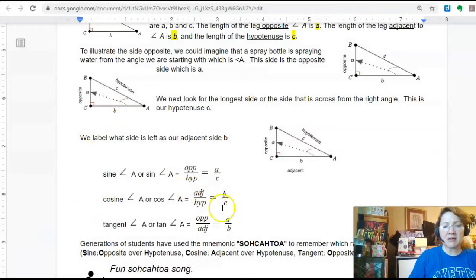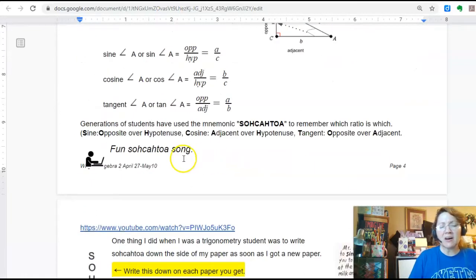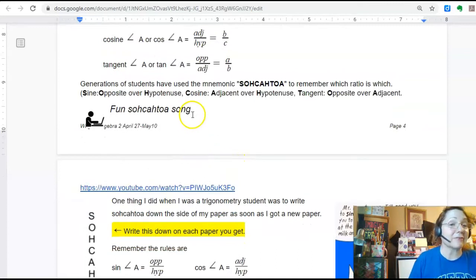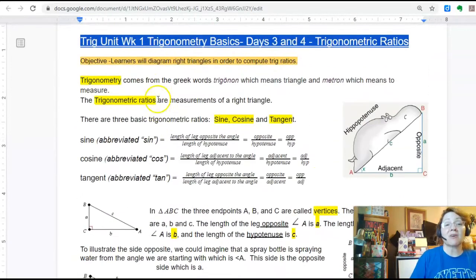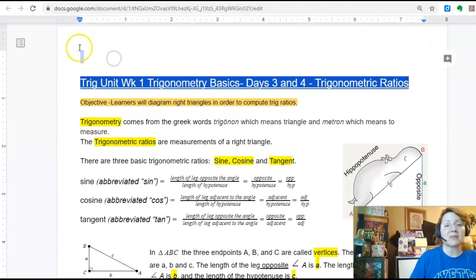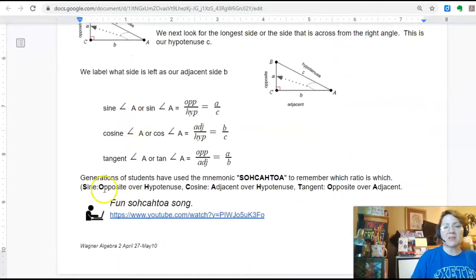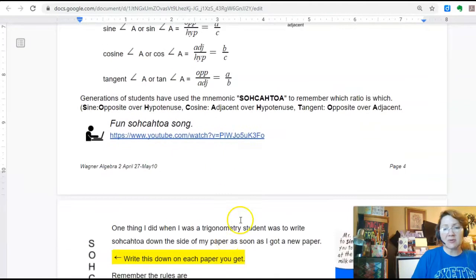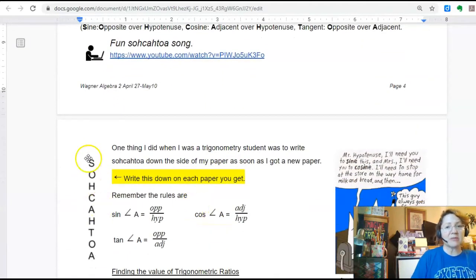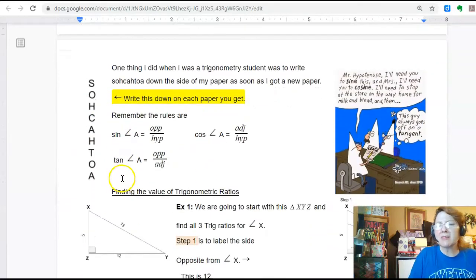Going back up to the document, it makes more sense when we actually put numbers in. There is a very fun song for SOHCAHTOA. Some kids would ask me to please play it. See if you like it. I try to put little jokes in there, so there's a little comic joke there.